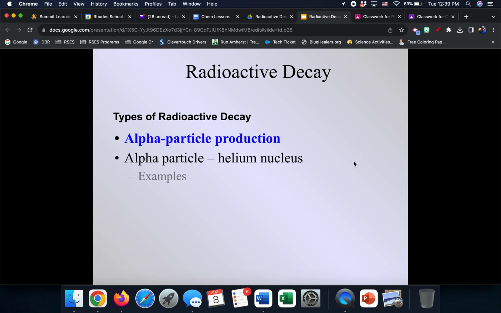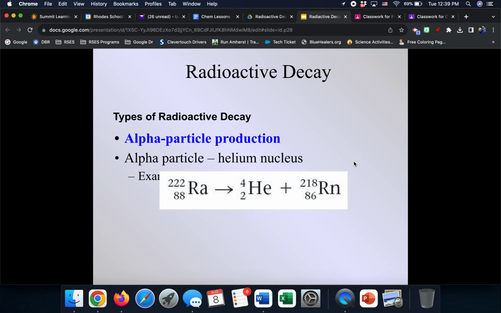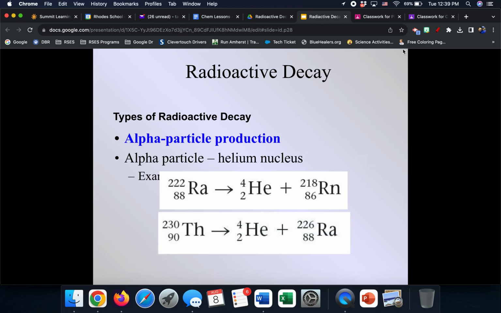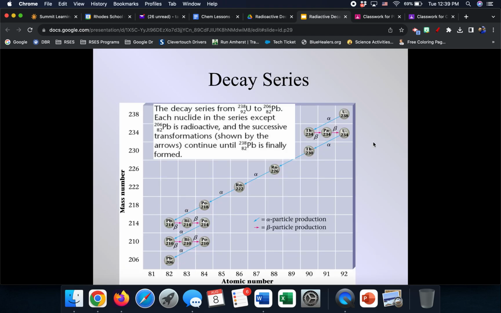There are different types of radioactive decay. We're not going to get into all those, just be aware. But each time we're talking about, we start with one element, and it's going to change into something else.